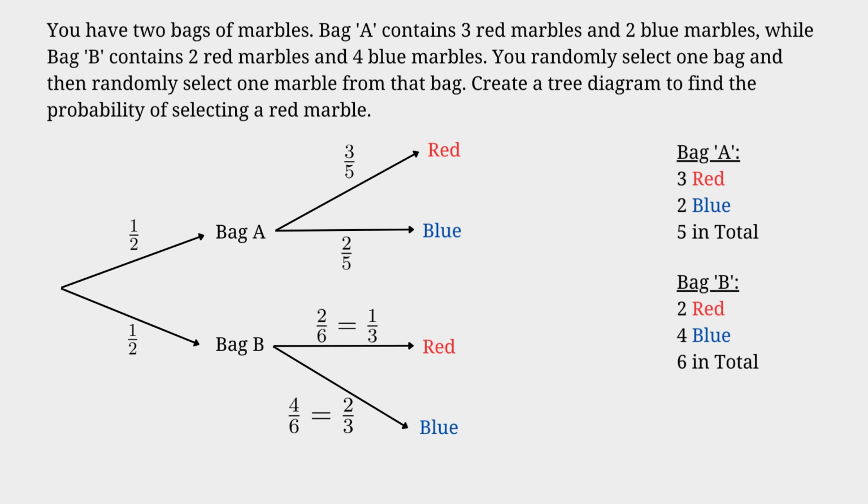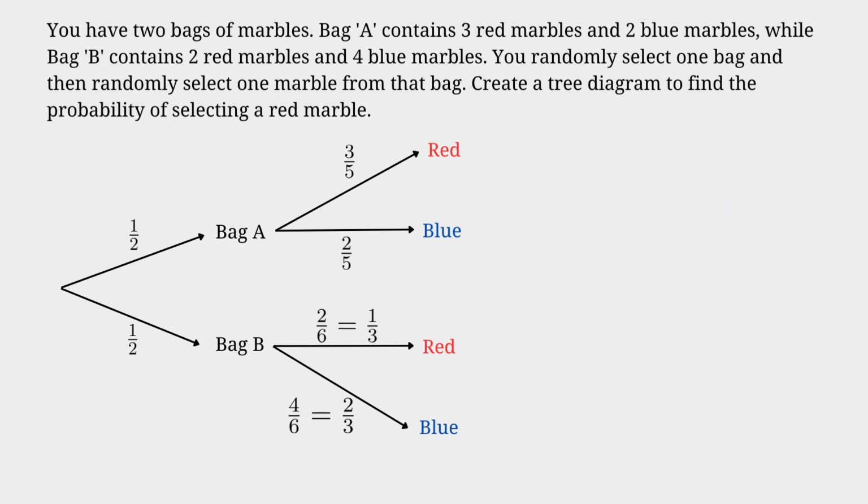The question asks us to find the probability of getting a red ball, and there are 2 different ways or paths of getting a red ball, namely getting a red out of bag A and getting a red out of bag B, and these paths are indicated by the red arrows.